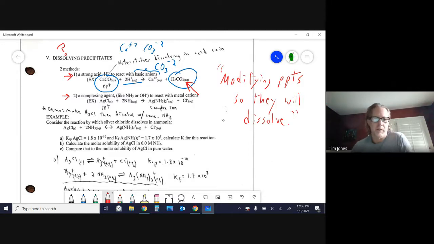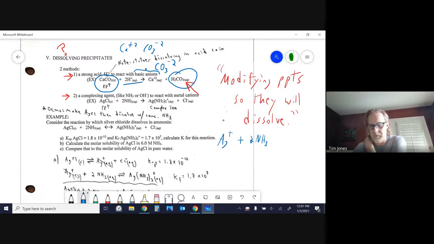What happens is you can take ions and you can attach things to them. So in this case, we're going to be taking silver ion, and we're going to attach some ammonias.